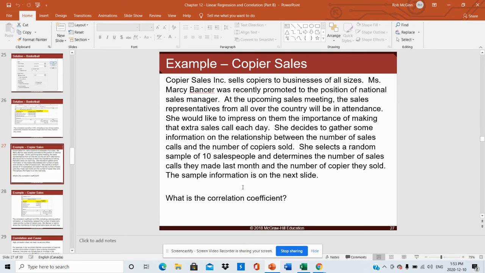In our copier sales example, we're going to do the exact same thing. So pause the video, go back to your copier sales data sheet, take a look at your table, find out what is the correlation coefficient, and see if you can interpret the strength of the relationship. All right, hopefully you've had a chance to do that.